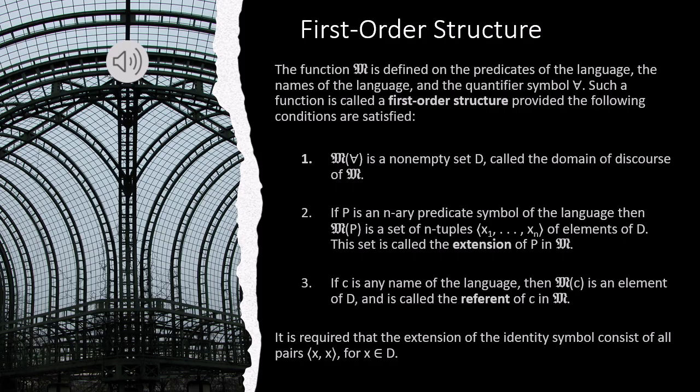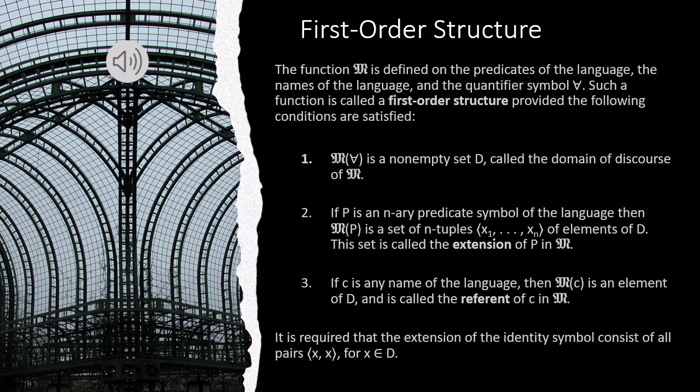So for each one of those predicates, it outputs one of these relations. Now, the third condition is that when you apply M to one of our constant symbols, for example, C, the output is just some element of the set D. We call that element the referent of C, and it's what C is naming inside of the domain of discourse D.